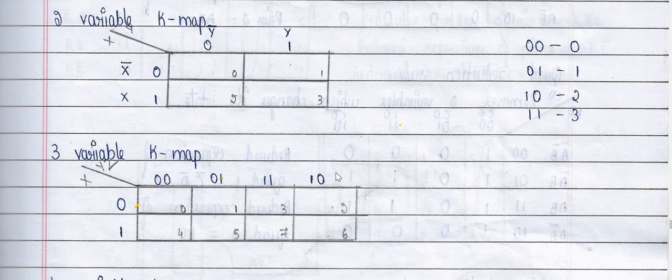Because in this K-map we are using gray code. It is the gray code. That is why it is in the order 00, 01, 11, 10. Okay, it is not in the order 0, 1, 2, 3. It is in the order 0, 1, 3, 2.